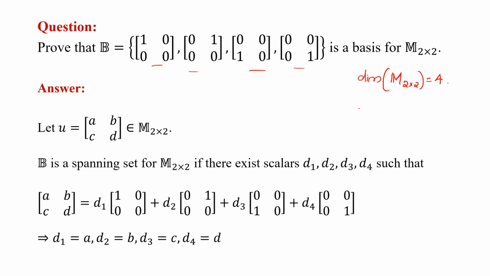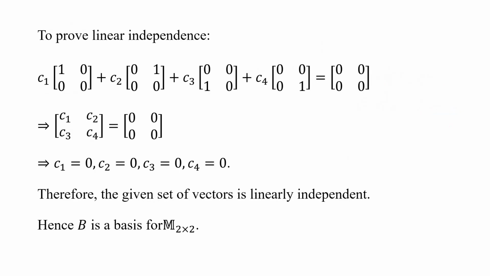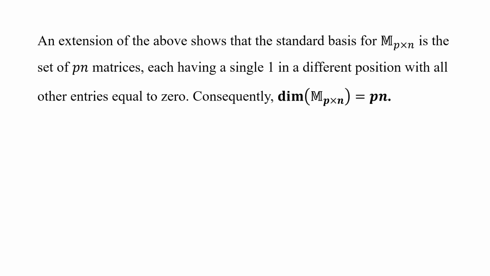In general, the dimension of M P by N, where M P by N is the set of all P by N matrices, will be P into N. An extension of the above shows that the standard basis for M P by N is a set of P into N matrices, each having a single 1 in a different position with all other entries equal to 0. Consequently, the dimension of M P by N is equal to P into N.